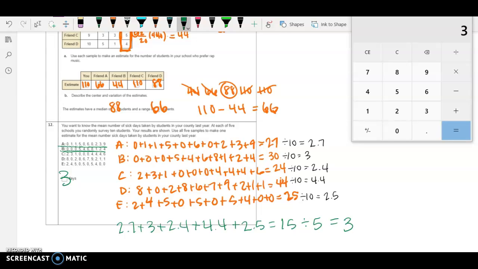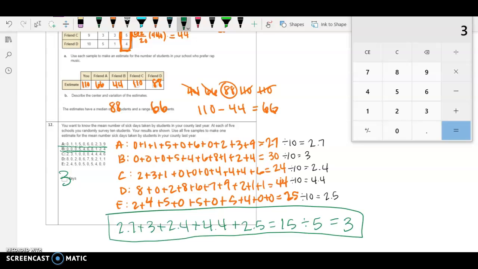So then you have to find the average of all of those numbers. So 2.7 plus 3 plus 2.4 plus 4.4 plus 2.5 equals 15. And then you divide that by 5 because there are 5 groups. And since there are 5 groups, we divide by 5 and we get 3. This will be a whole number on your test. It won't give you a decimal.